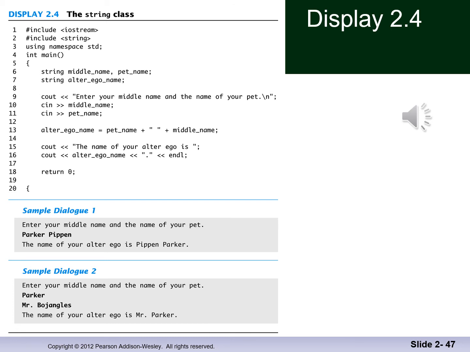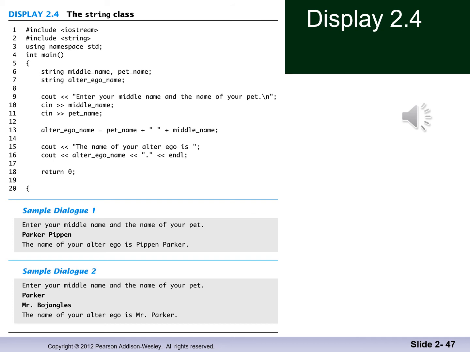Not sure why we wouldn't have declared all three of those on one line, but that works. Cout prompts the user to enter your middle name and the name of your pet, and a new line. CIN is used to extract the value type for middle name from the keyboard and pet name from the keyboard. Then alter ego name is assigned pet name plus the string, notice double quotes, one space, plus middle name.